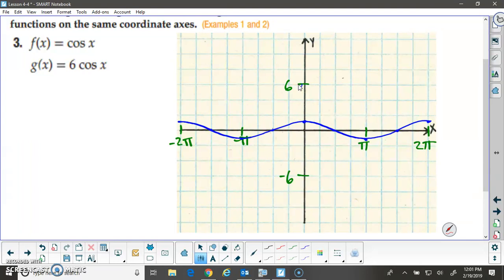And then if we draw 6 cosine of x, it's going to look pretty much the same, except the high points will be higher and the low points will be lower. X-intercepts are the same. So that shows a vertical stretch of 6 for a cosine wave.